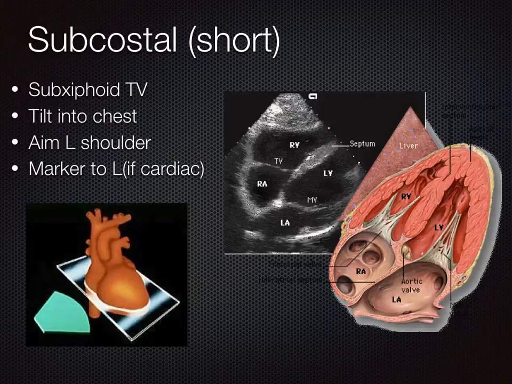This view will give you a view of the right ventricle and right atrium, which will be closest to the liver, and then further away from the liver will be depicted at the top, or the sort of closest to the transducer. So furthest away will be the left ventricle. So you see the left ventricle and left atrium below, and you'll see tricuspid and mitral valves.